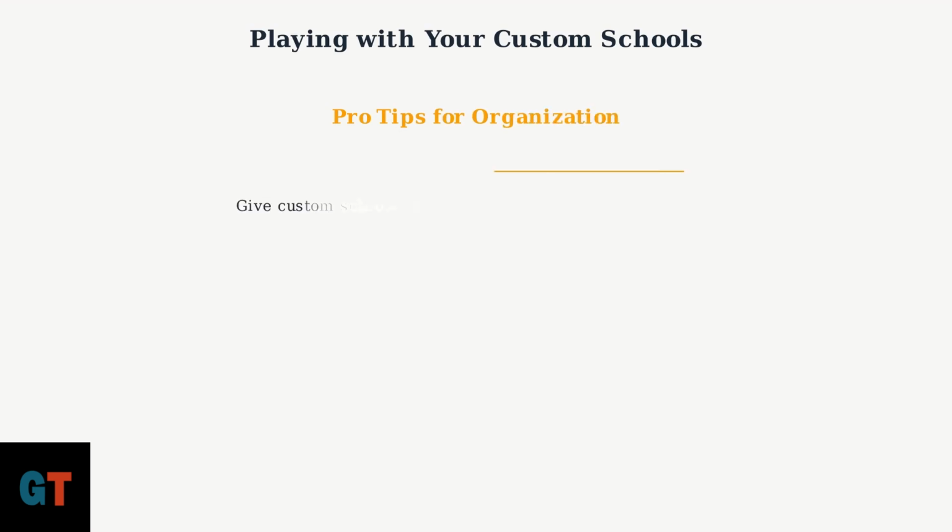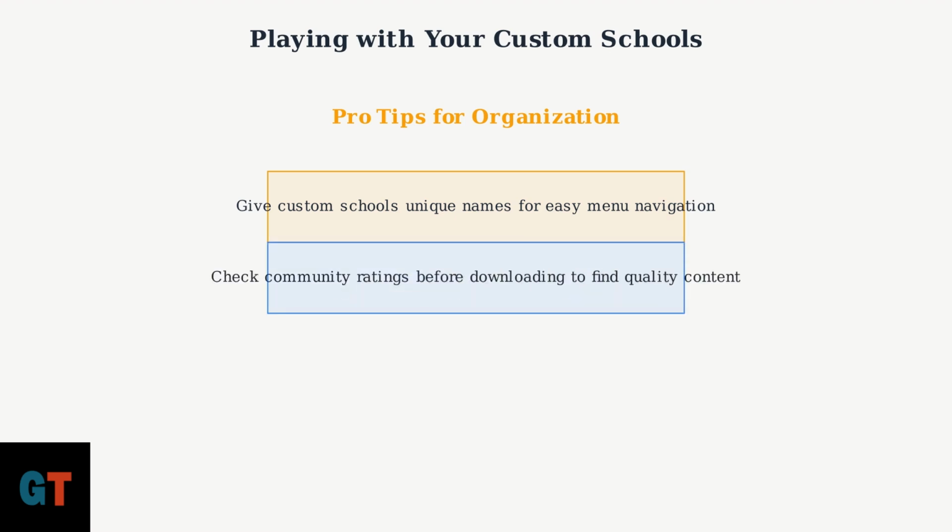Here are some pro tips to enhance your custom school experience. First, give your downloaded schools unique and descriptive names. This makes them much easier to find in the game menus when you have multiple custom teams. Always check community ratings before downloading. Schools with higher ratings typically have better attention to detail in uniforms, logos, and overall design quality.